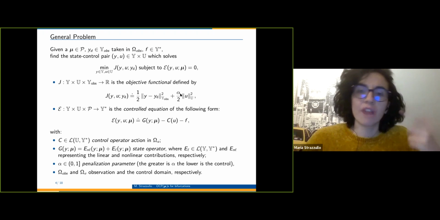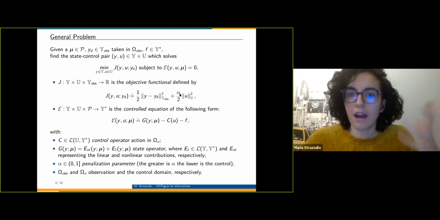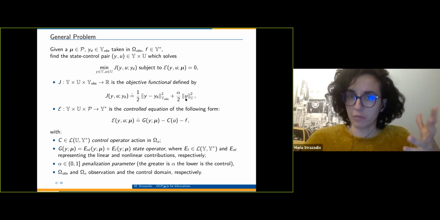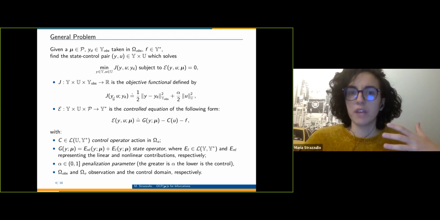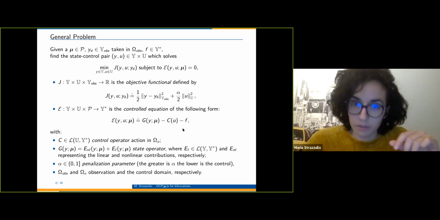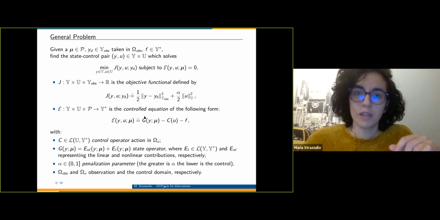But if alpha is higher, basically you cannot control your system much, right? Because this norm will weigh on the functional, and it will be smaller with respect to a smaller value of alpha.